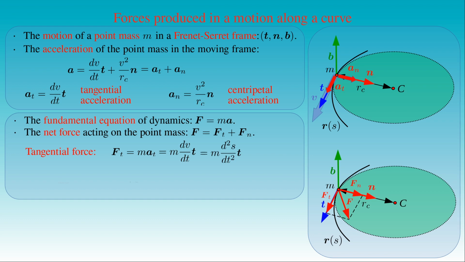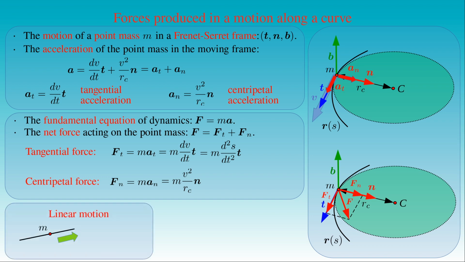Similarly, the centripetal force acting on the body is given by the mass m of the body times the centripetal acceleration, which is equal to the mass m times the ratio of the square of the velocity v to the curvature radius rc, times the normal n. If the body moves along a line, then the curvature radius rc of the osculating circle is infinity along the linear path of the body. As a result, the normal component of the force, or the centripetal force acting on the body, vanishes, and only the tangential force will accelerate the body along the line.